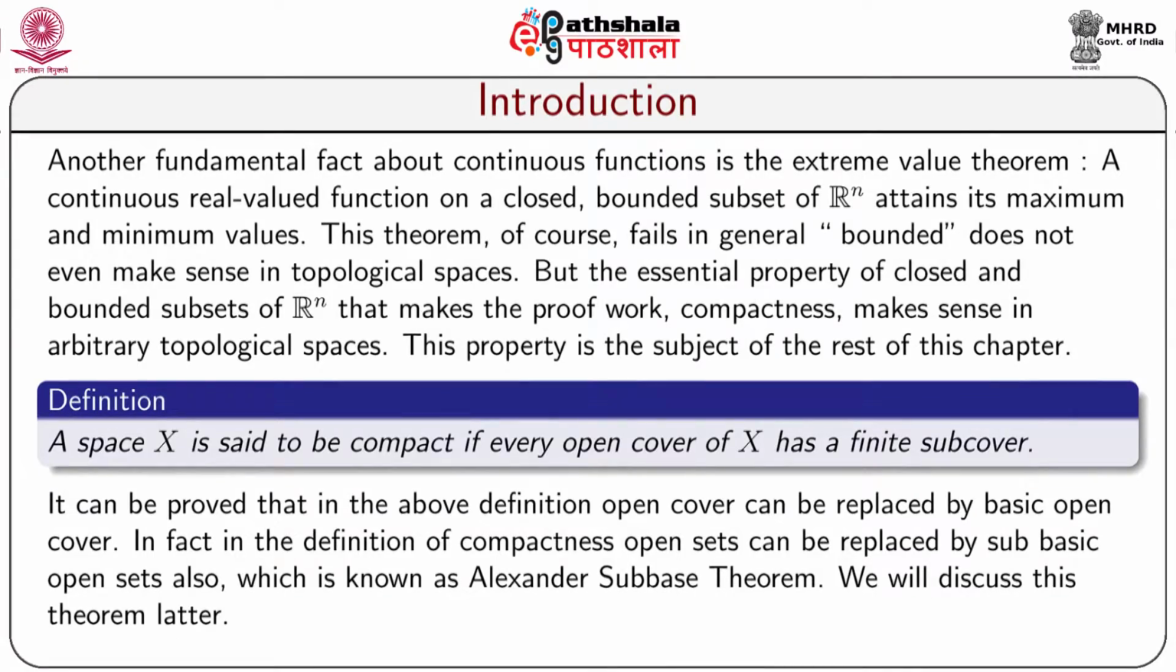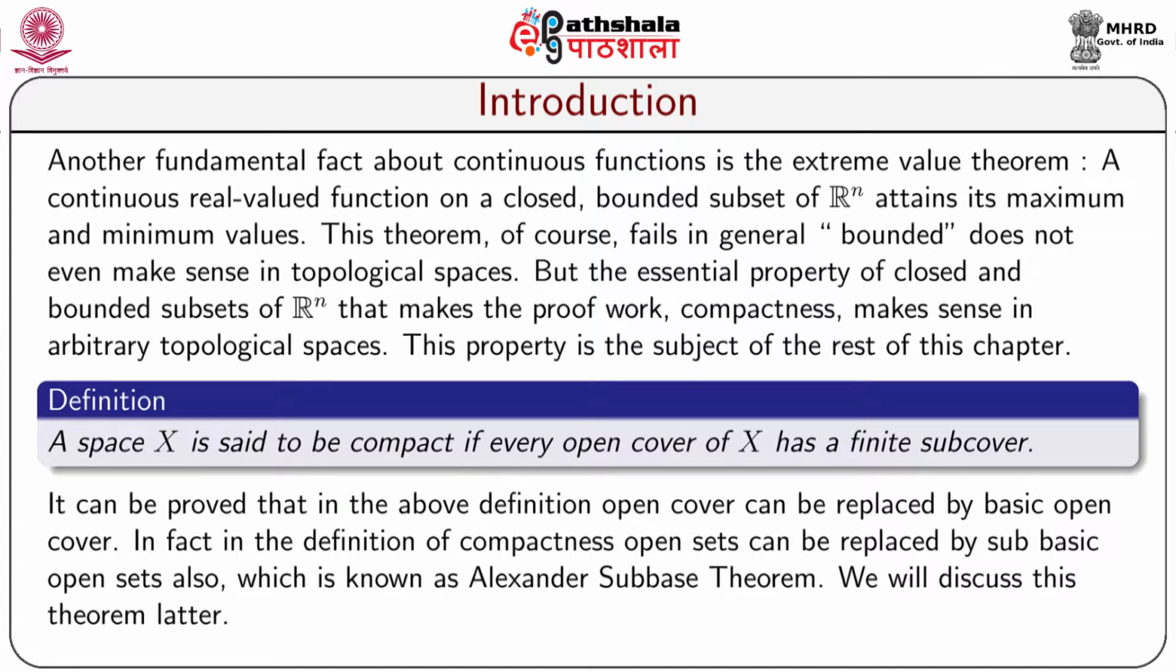So, as I told, a topological space X is said to be compact if every open cover of X has a finite subcover. We will consider this as the definition of compactness in an arbitrary topological space. So, every closed and bounded subset of Rn is compact. That means every closed interval is an example of a compact space.